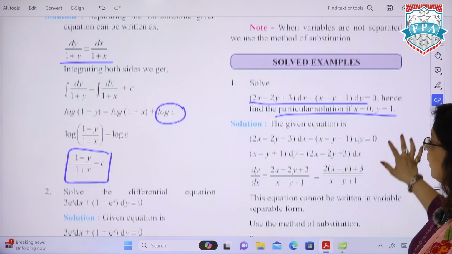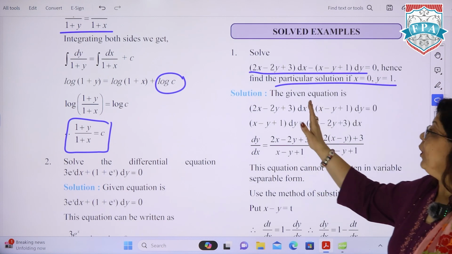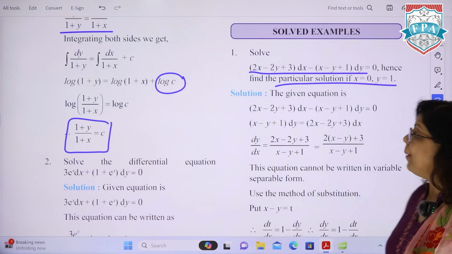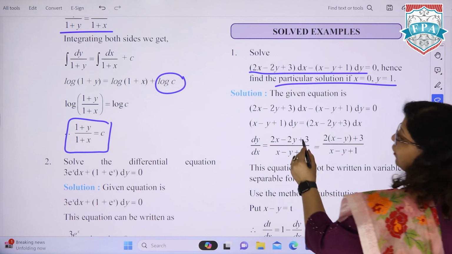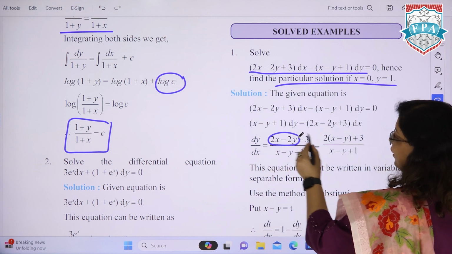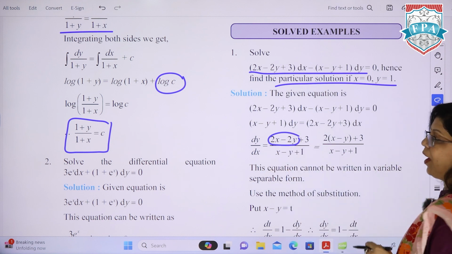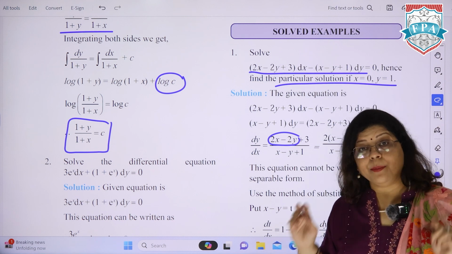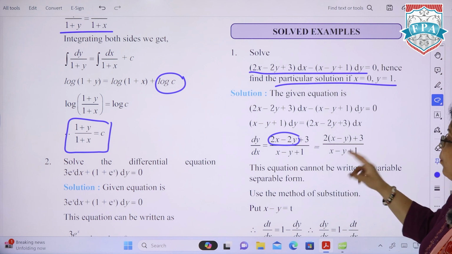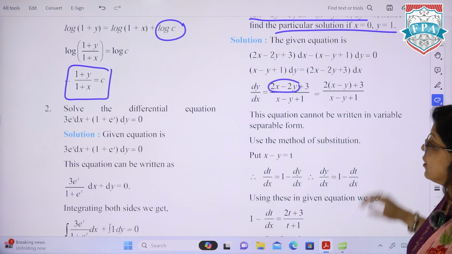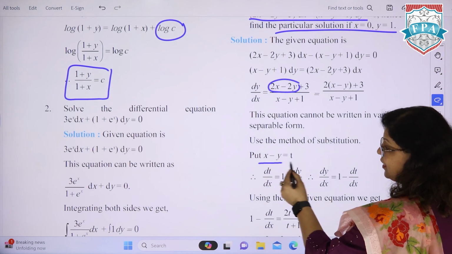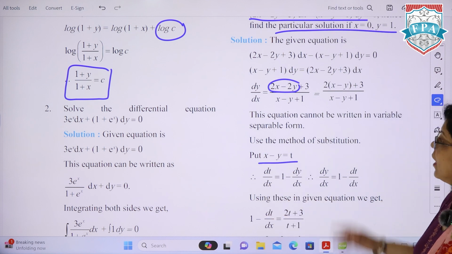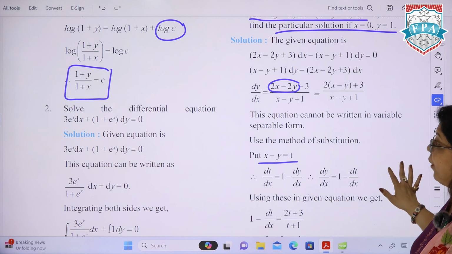So you can see that however much we try, we cannot differentiate or separate x and y. But we can see that in 2x minus 2y, if we take 2 common, we are left with x minus y. So this is what will be our substitution base, because that is going to be common in both of them. So we'll assume x minus y as t, we'll calculate dt by dx, which is 1 minus dy by dx, and substitute everything accordingly.